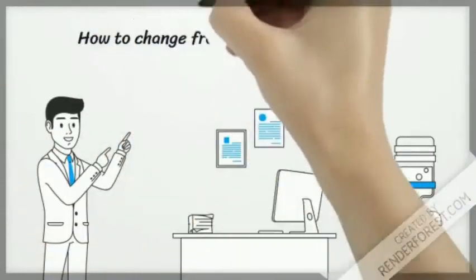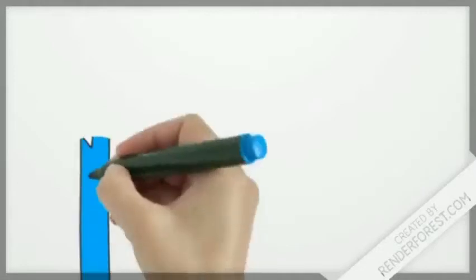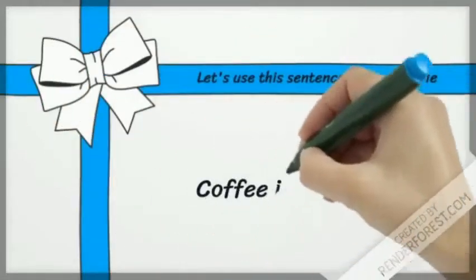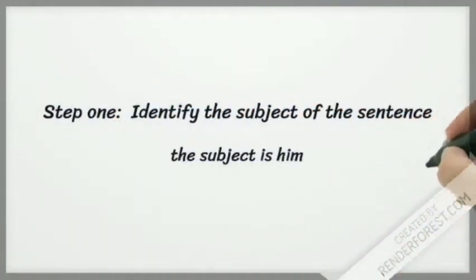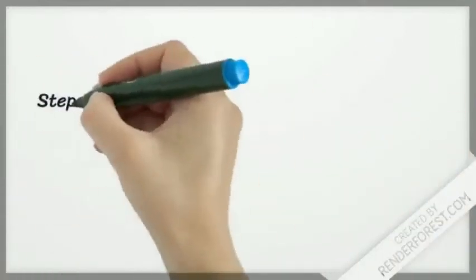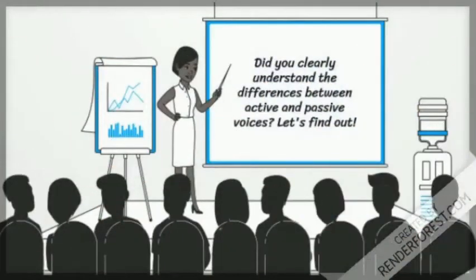Now, we will learn how to change from passive to active voice. But first, let's use this sentence as an example. Coffee is liked by him. Step 1. Identify the subject of the sentence. The subject is him, in coffee is liked by him. Step 2. Rewrite the sentence so the subject is performing the action. He likes coffee. Now you know how to change from passive to active voice sentences.